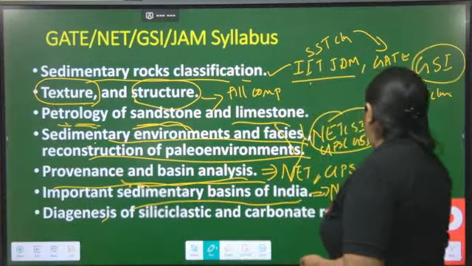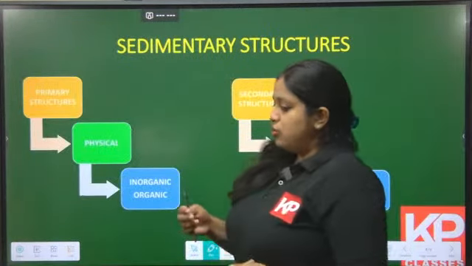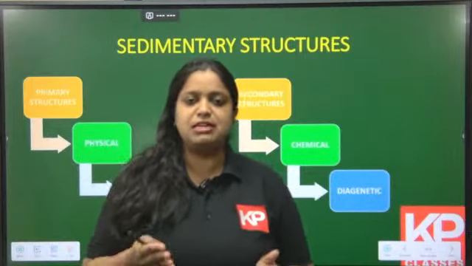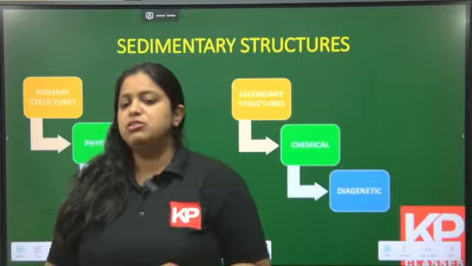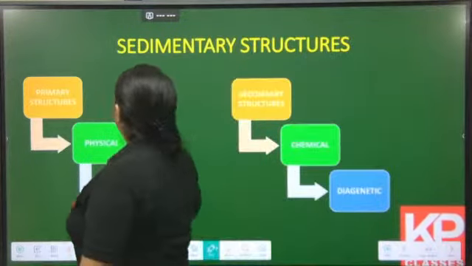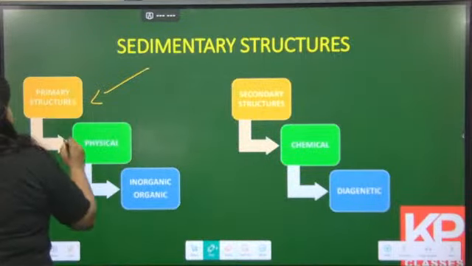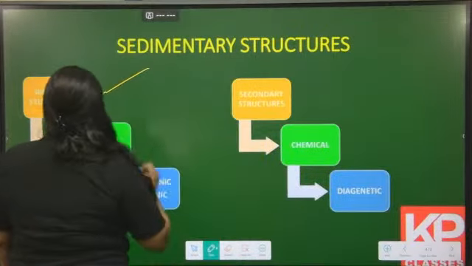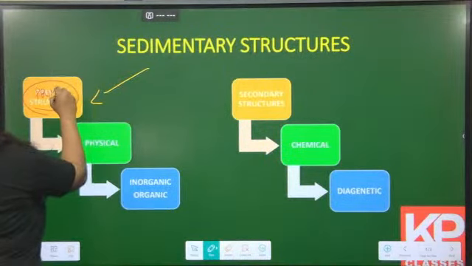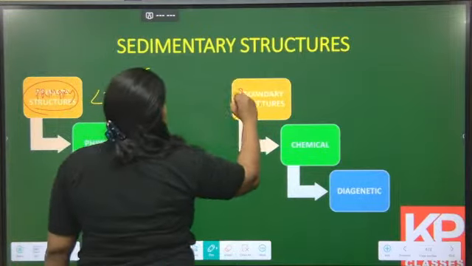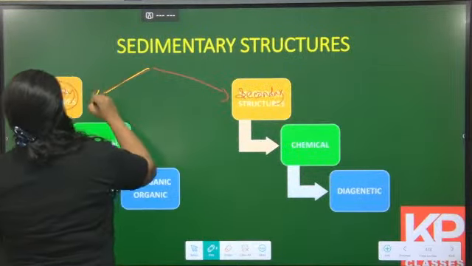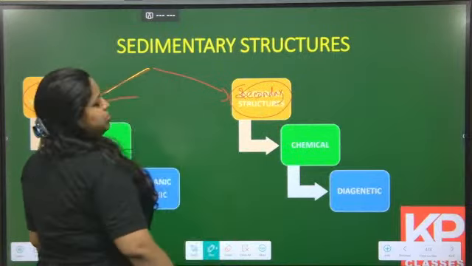Now let's see a small topic in detail. As I discussed, the second chapter was texture and structures of sedimentary rock. So let's see the sedimentary structures in a bit more detail over here. We can divide sedimentary structure into primary sedimentary structure and secondary sedimentary structure. These are two different classifications of sedimentary structure.